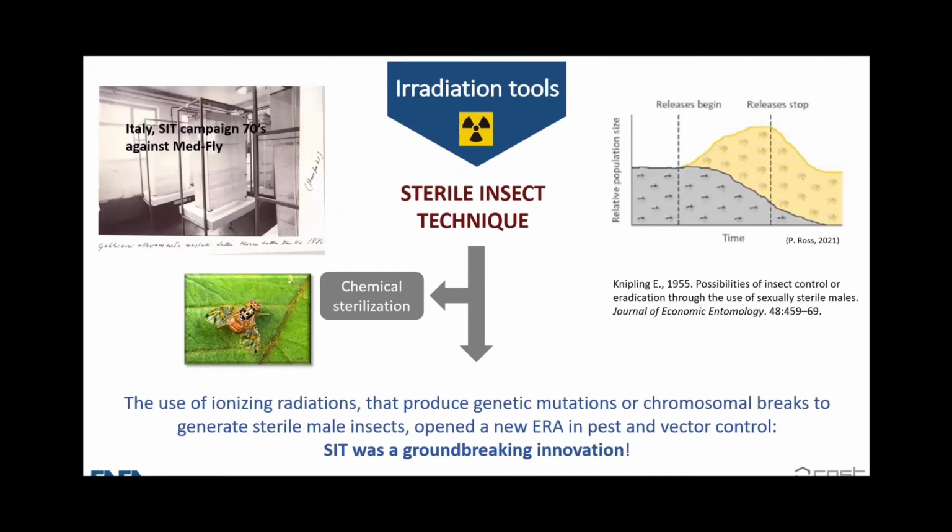The skills of our research group are rooted in the study and application of the classic SIT, well described before by Romeo, the mother of all the control strategies, which relies on the release of large amounts of radiation-sterilized males to induce high levels of sterility in the target population until eradication of the pest or the vector, when it is possible. As you can see, ENEA was involved in a SIT campaign.